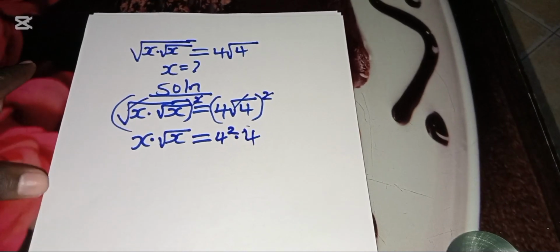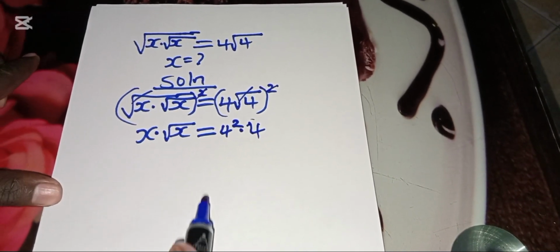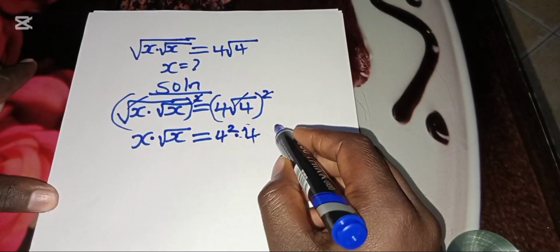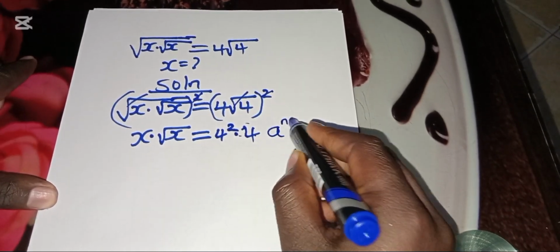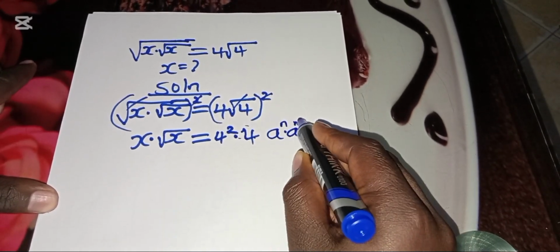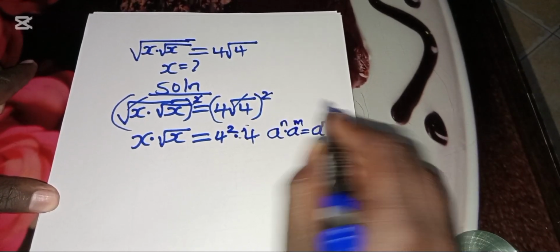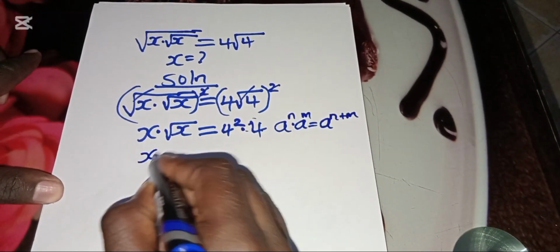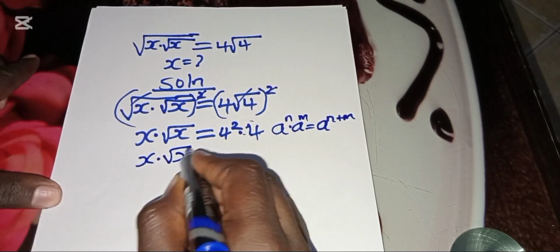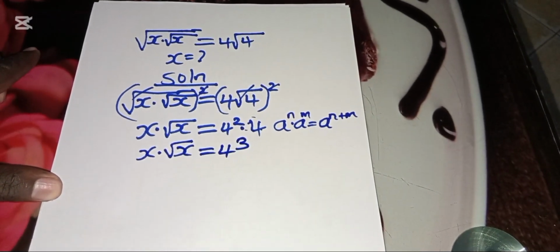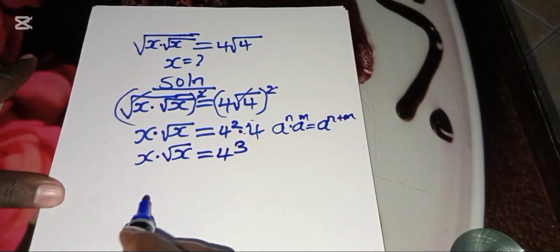Now as you can see, this is 4 squared multiplied by 4, which is in the form of a raised to power n multiplied by a raised to power m, which we can express as a raised to n plus m. So we'll have x multiplied by the square root of x. This is equal to 4 raised to power 3. All right, so now we proceed.